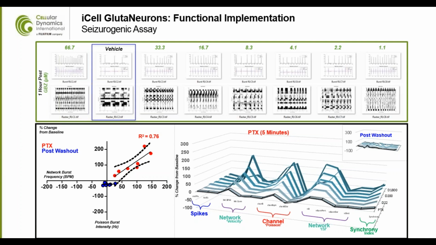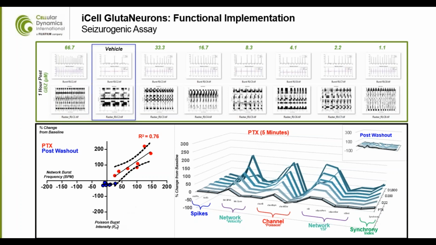We can look at degrees of synchronicity, the level of network synchrony, many individual types of endpoints, some of which are shown down here on the lower right-hand side, really spread out along the x-axis as a series of individual endpoints, and along the y-axis in concentration. So we can see, for example, network velocity tends to increase with the addition of PTX.